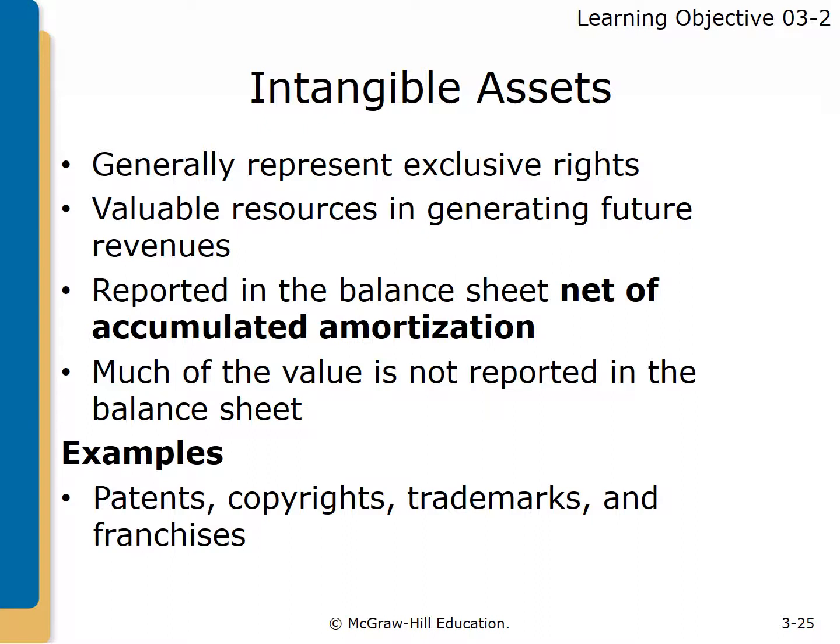Examples include any patents, copyrights, trademarks, and franchises the company purchased and owns. So if the company has these items on their books within their accounting system, they will report them on the balance sheet in the intangible area. Remember, a patent protects an invention, so the company who owns the patent can use that invention to make revenue. Copyrights protect artistic creations, so the owner of the copyright profits from the artistic creation. And trademarks protect a symbol or a slogan.